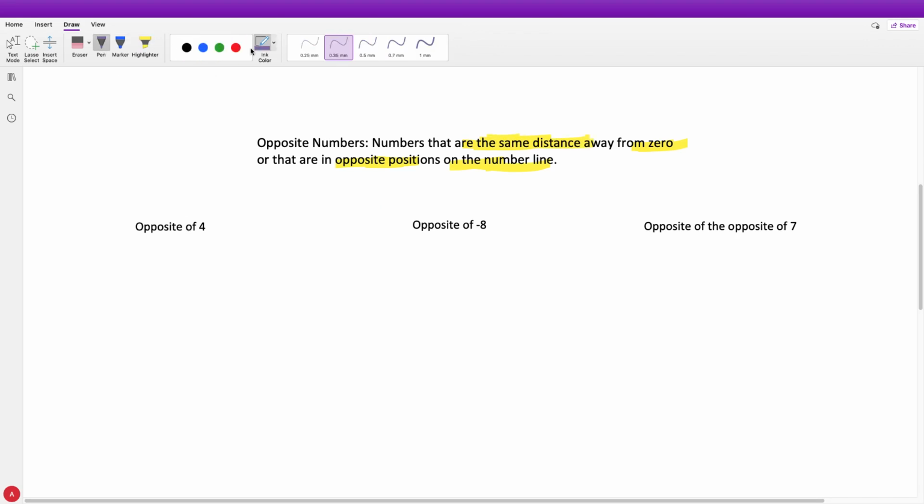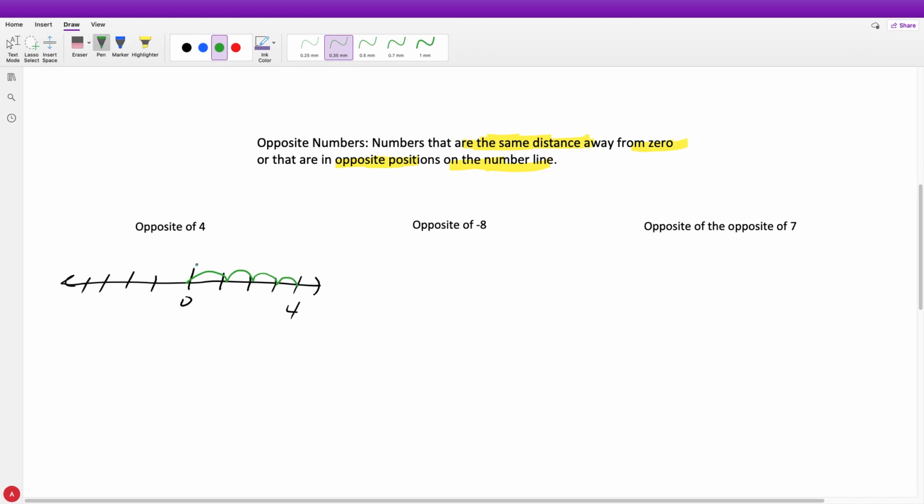So if I ask you to find the opposite of 4, the first thing you need to think about is, okay, well, how far away is 4 on a number line? So we have 1, 2, 3, 4. So when we're at 4, we are 4 away from 0 on our number line.